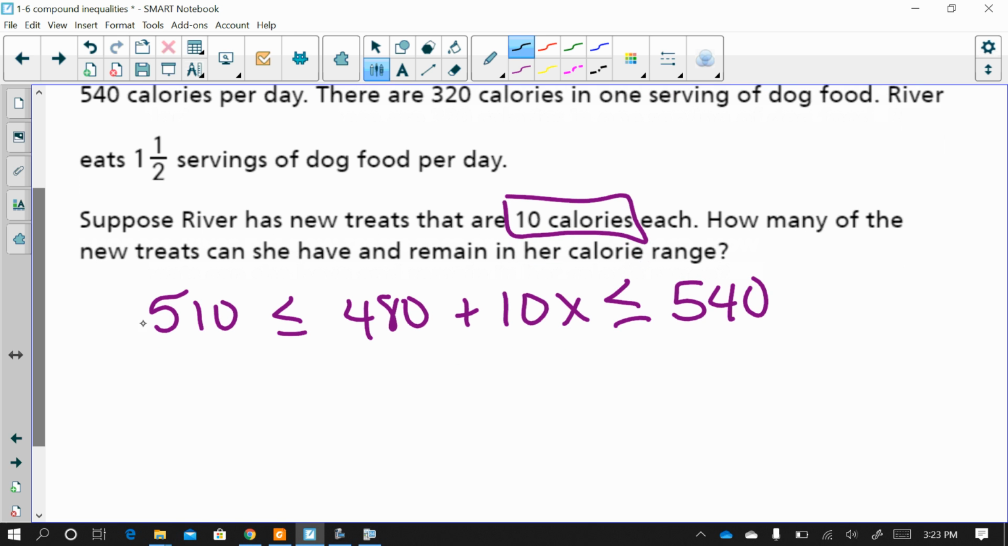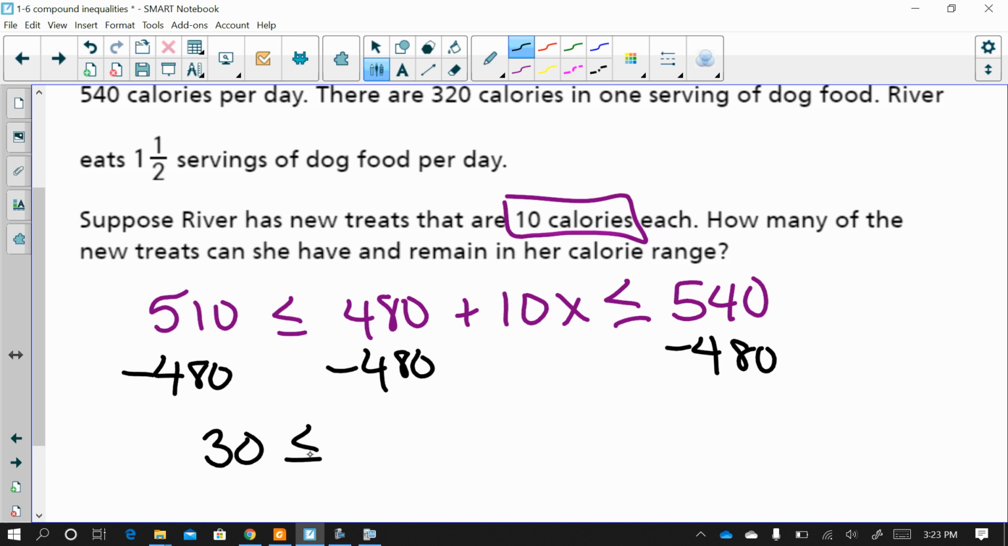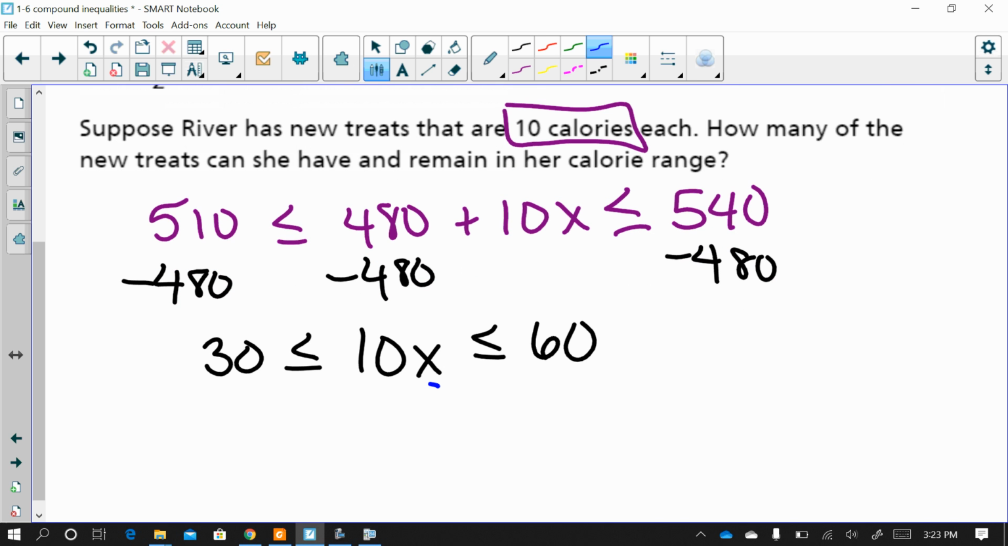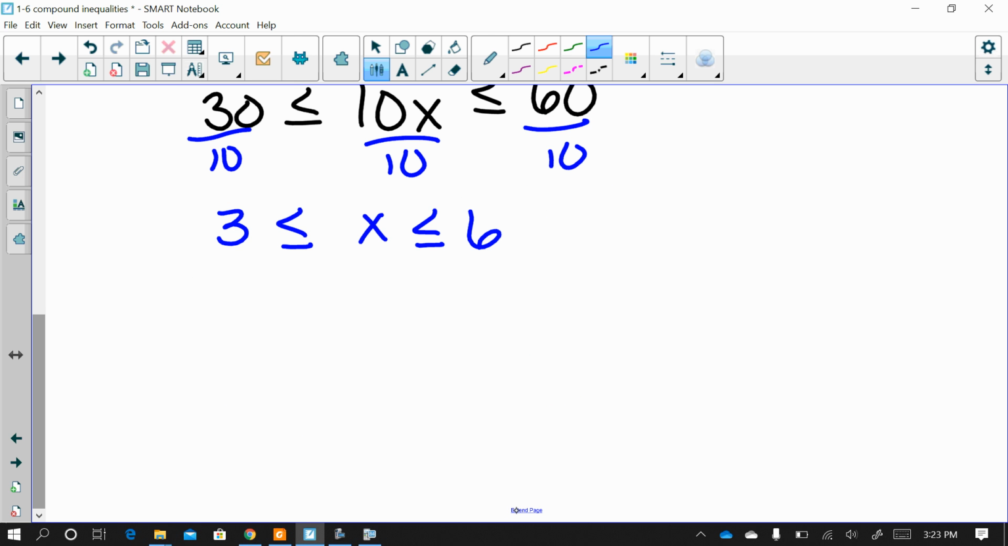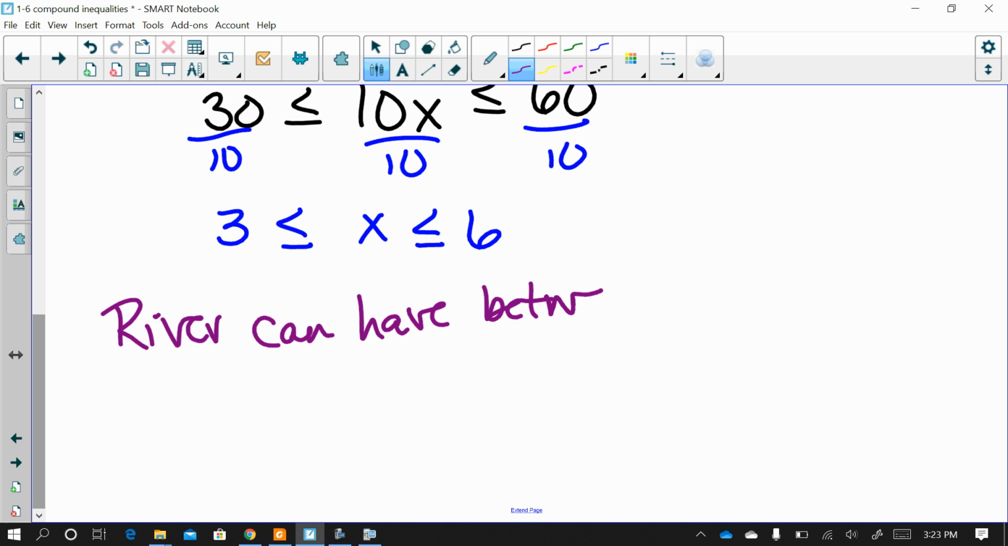Okay, so subtract that 480. 30 less than or equal to 10x less than or equal to 60. Got to get rid of that 10, so we're dividing. Now 3 less than or equal to x less than or equal to 6. Oh, if I go down on the number of calories per treat, she can have more treats per day. So now River can have between 3 and 6 treats.